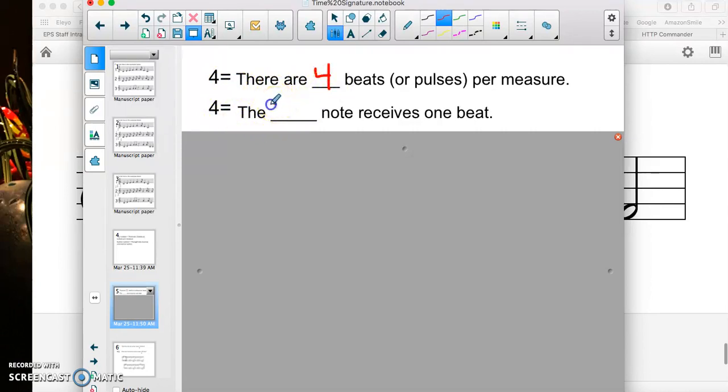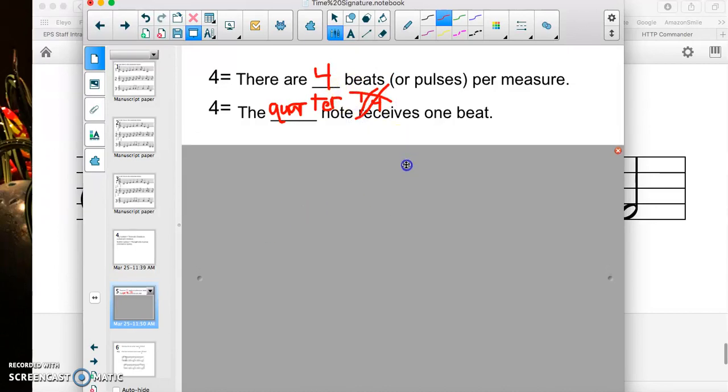For the bottom number, if the bottom number is 4, you're going to say quarter note receives 1 beat. And make sure you write out quarter, not do a fraction. This will not be correct.